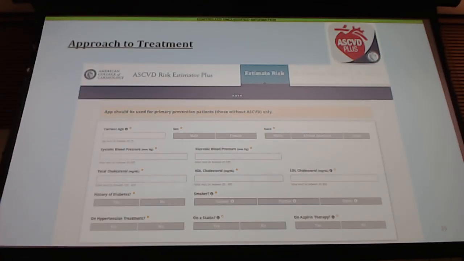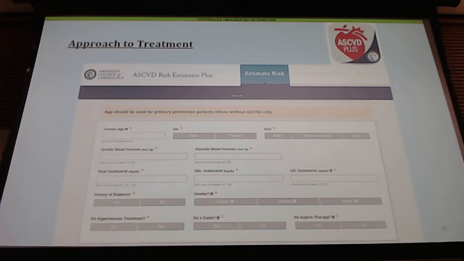And that's debatable. This calculator, I'm going to teach it because that's what you're going to be tested on. But this calculator is actually being replaced with a different one that I'm going to give you on an FYI slide here in a bit. But this is the ASCVD risk calculator that's put out by the American College of Cardiologists.